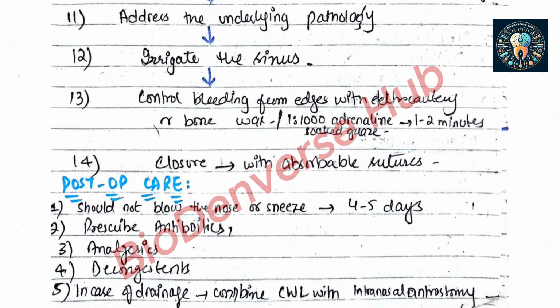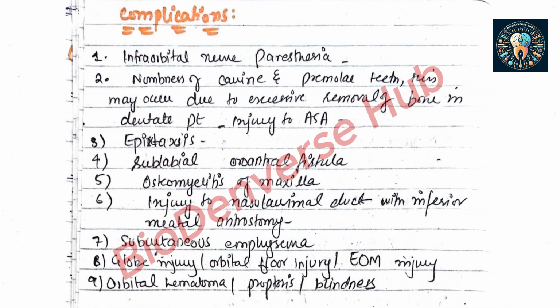Now, there are certain complications that can also result from the Caldwell-Luc approach. Number one, we can have the infraorbital nerve paresthesia or the numbness of the canine and premolar teeth. This may occur due to the excessive removal of the bone in the dentate patient or injury to the anterior superior alveolar nerve. We can also have the epistaxis or sublabial oroantral fistula.